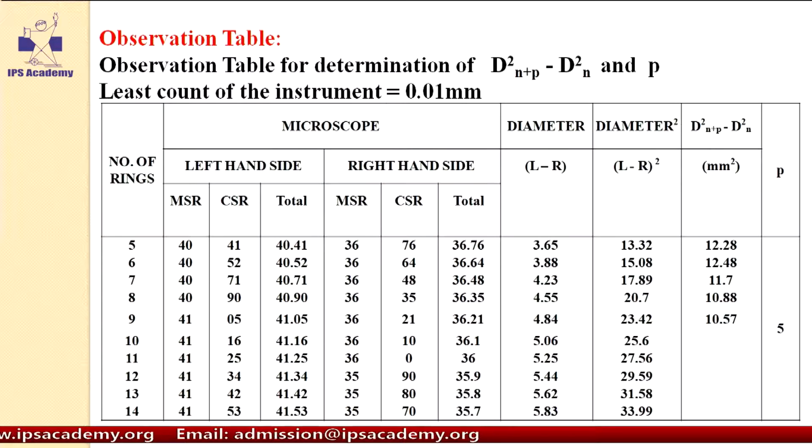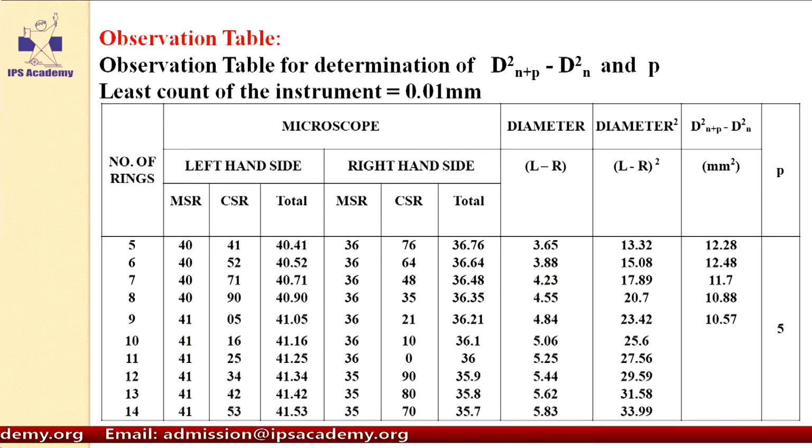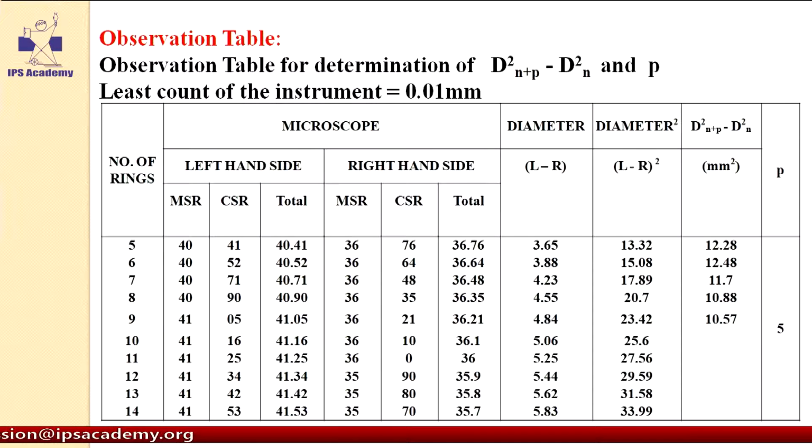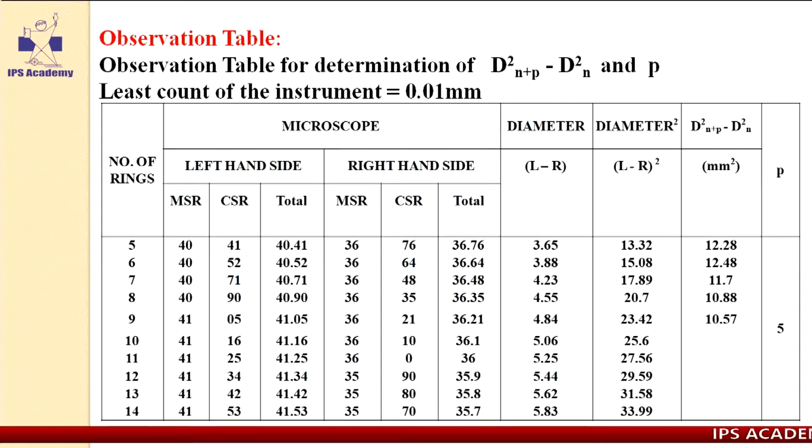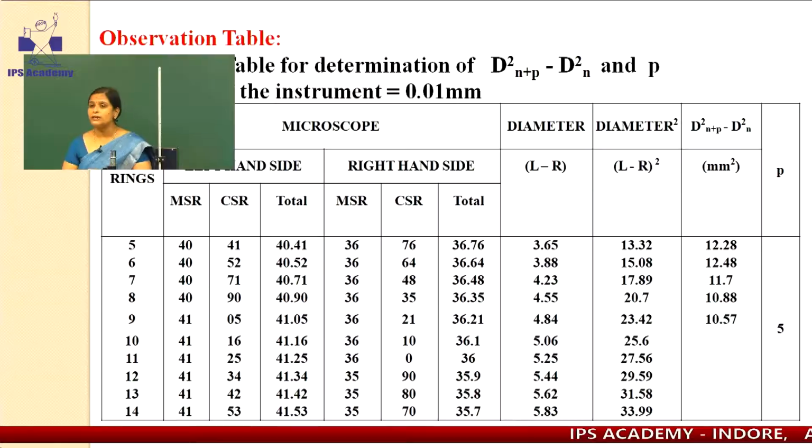Now, let us consider the value of n is 5. That means we are talking about the 5th ring. So, put 5 in the place of n, and at the place of p put 5. This is some constant. We can also take 2, 3, 4, but we have taken 5 here. Minus Dn, that means D5. So, we have D square 10 minus D5. So, we have to subtract the square of the diameter of the 10th ring minus the square of the diameter of the 5th ring. 10th minus 5th ring will give you 12.28, the value of D square n plus p minus Dn square.